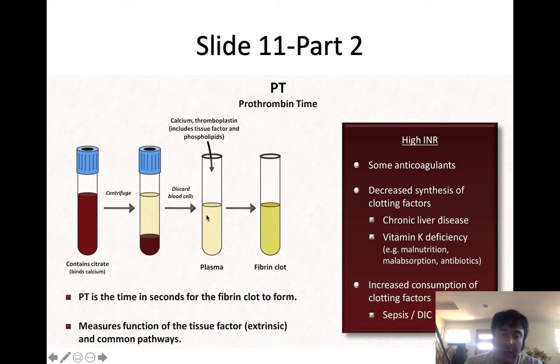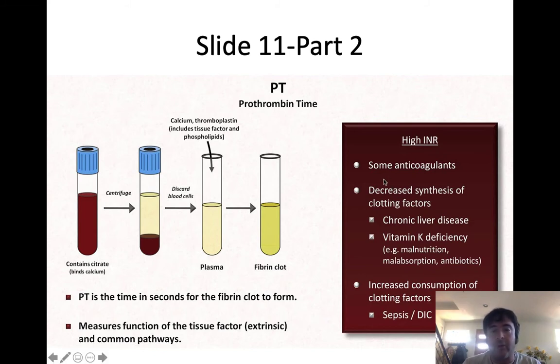You then get that plasma, you throw in some calcium and some thromboplastin, because you need calcium to activate those pathways, to activate those clotting factors, and then you look to see if you get a clot in the plasma. You can actually see it convert, and you measure it in seconds. So when I say prolonged prothrombin time, what I'm saying is it takes longer to form a blood clot.